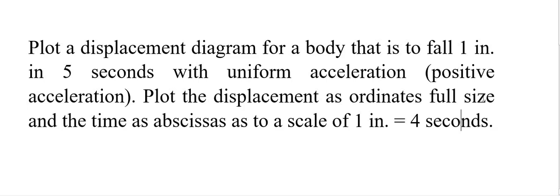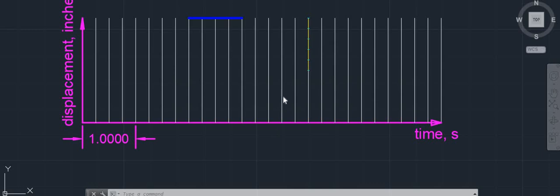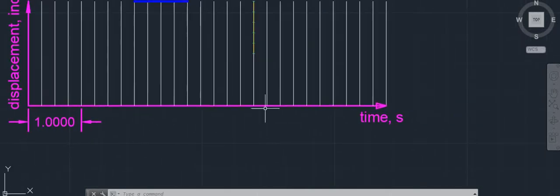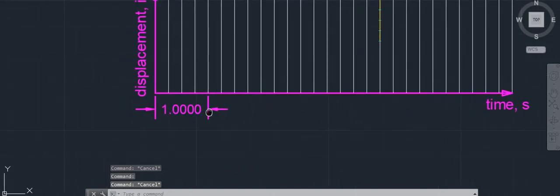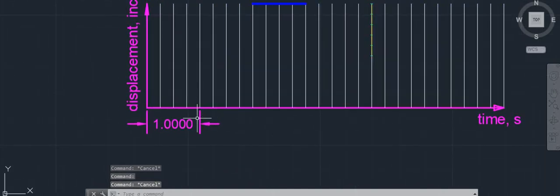Plot the displacement as ordinate full size and the time as abscissas to a scale of 1 inch equal to 4 seconds. So this is the displacement diagram. The x-axis corresponds to the time in seconds and the y-axis is the displacement in inches. Now if you measure 1 inch, we see that in 1 inch we have 4 white vertical lines, 1, 2, 3, 4. So every white vertical line corresponds to 1 second.